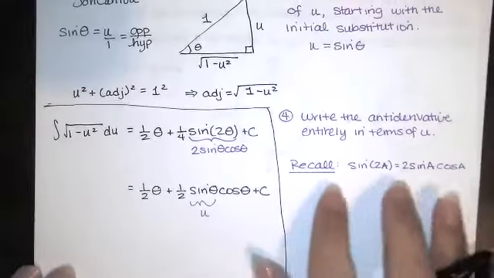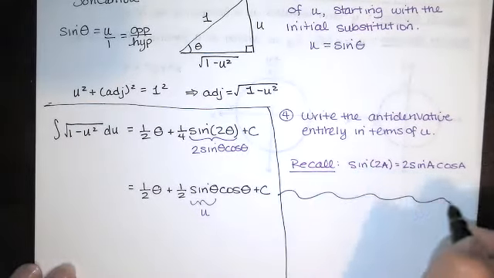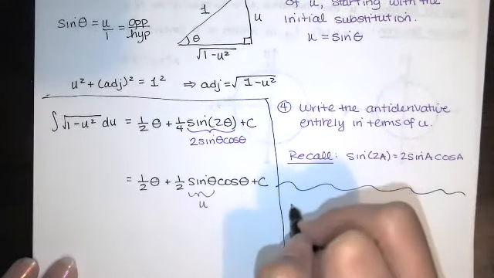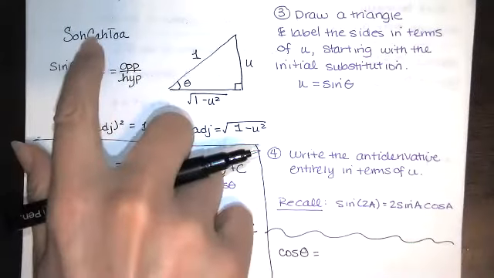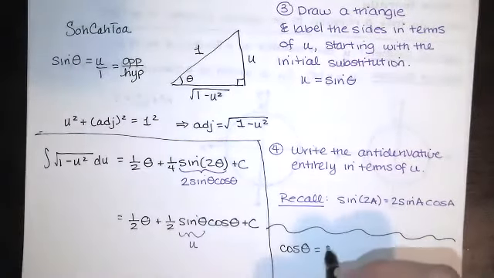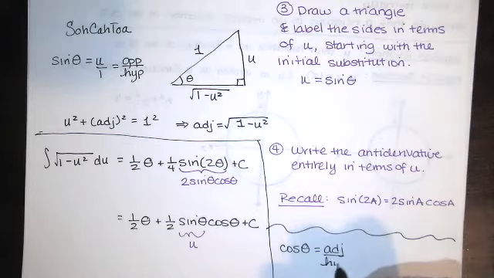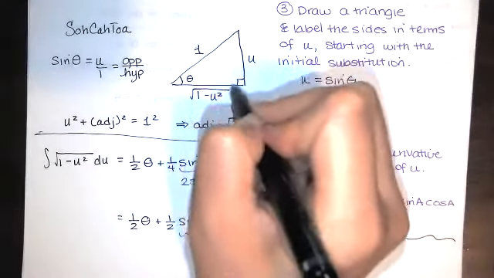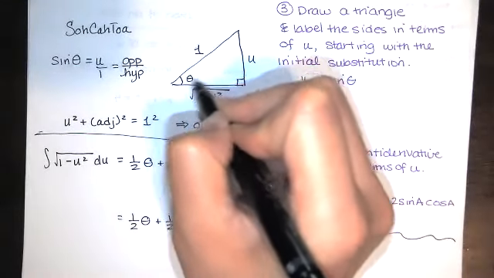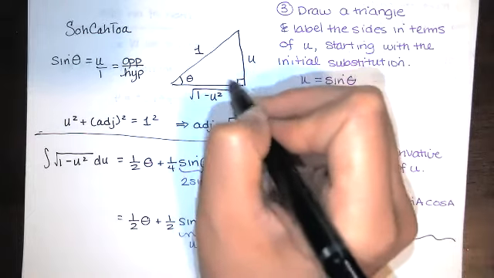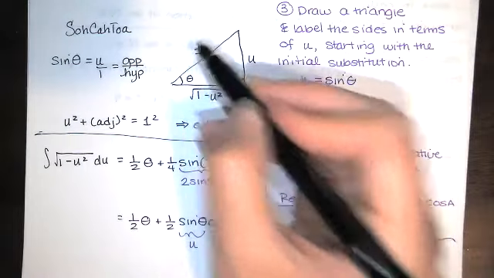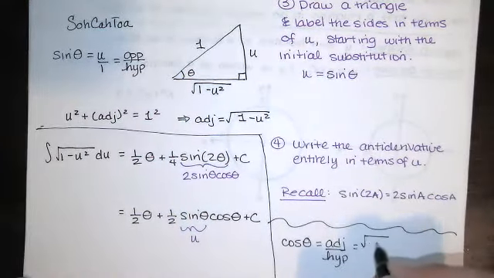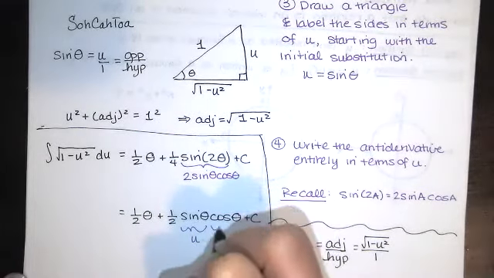And I'm going to do a little bit of work on this side where I'm writing out my steps. Remember from SOHCAHTOA, cosine is adjacent over hypotenuse. So that's the adjacent side of the triangle. That's the side that's next to theta, but it's not the hypotenuse, divided by the hypotenuse. So we end up with the square root of 1 minus u squared divided by 1, which is of course just the square root of 1 minus u squared.